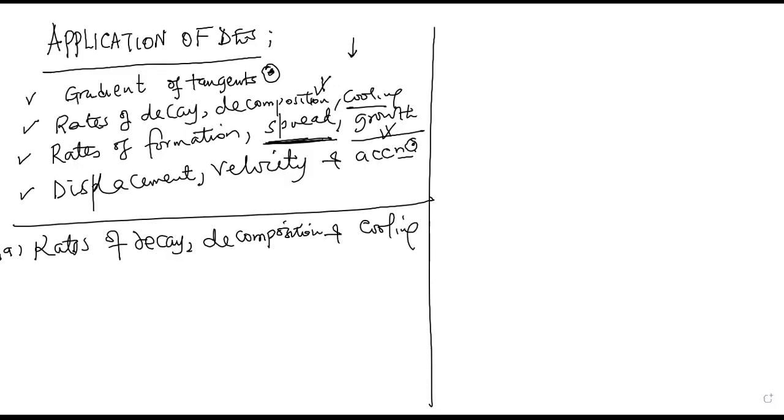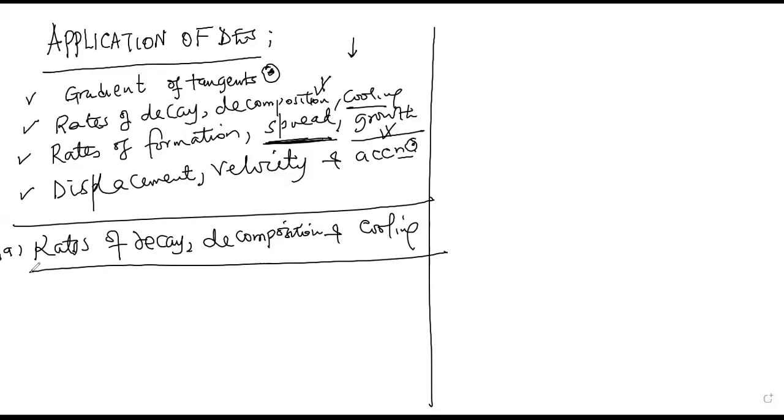Rates of decay, decomposition, and cooling. Now, when we say rates of decay, something is decaying: rate of decay of a substance. So we shall here prove some of the formulas which still are applicable, because if you check UNEB of 2014, they almost wanted to derive the formula for the rate law with respect to radioactivity.